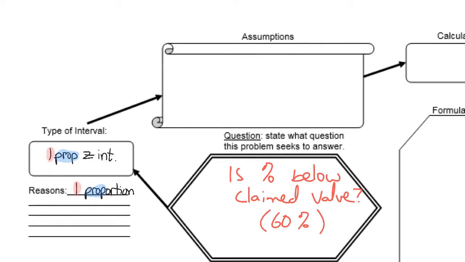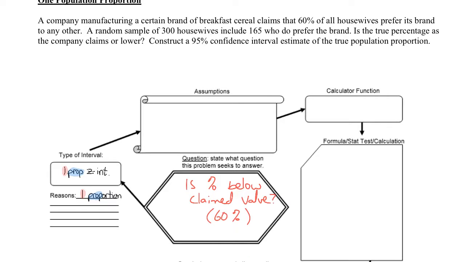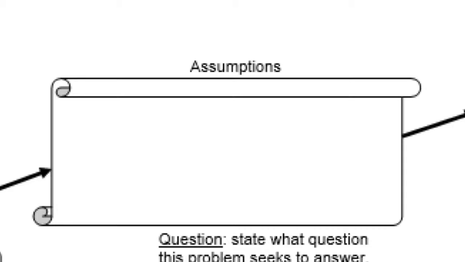The assumptions, conditions, a little bit more elaborate. The proportion ones are a little bit more elaborate than other situations. All right. So we have a random sample, so we got our SRS. We also have to assess whether or not a binomial distribution applies. So, conditions. Simple random sample, check.